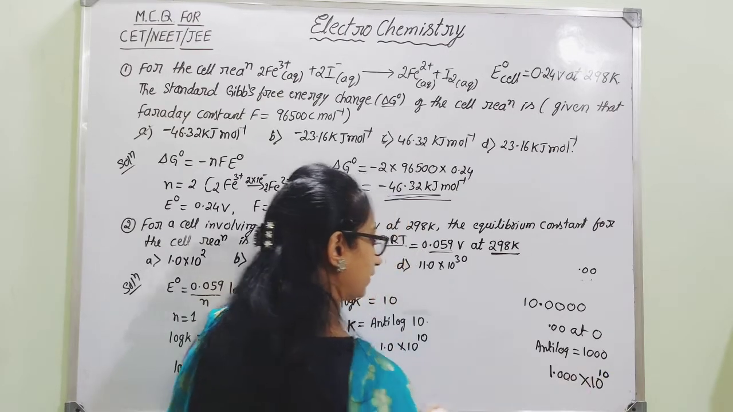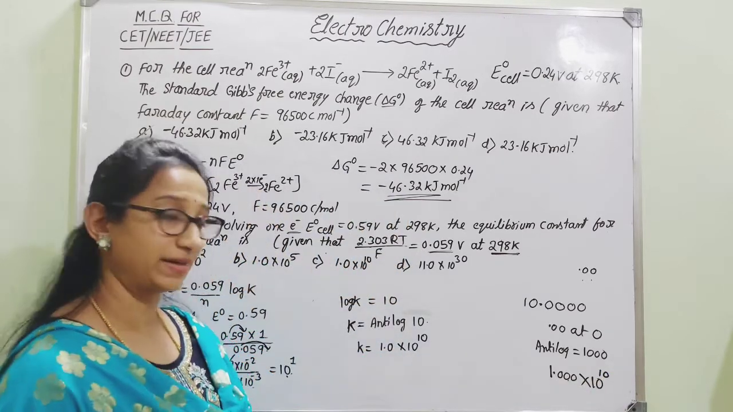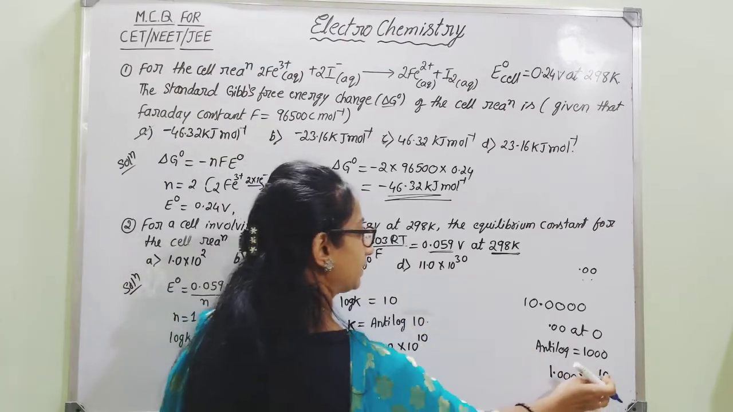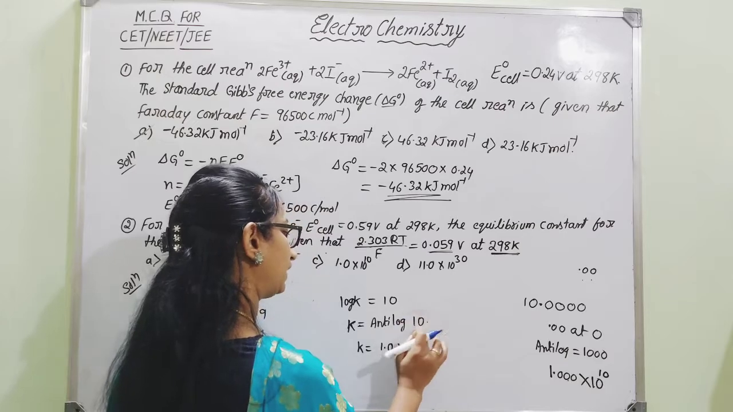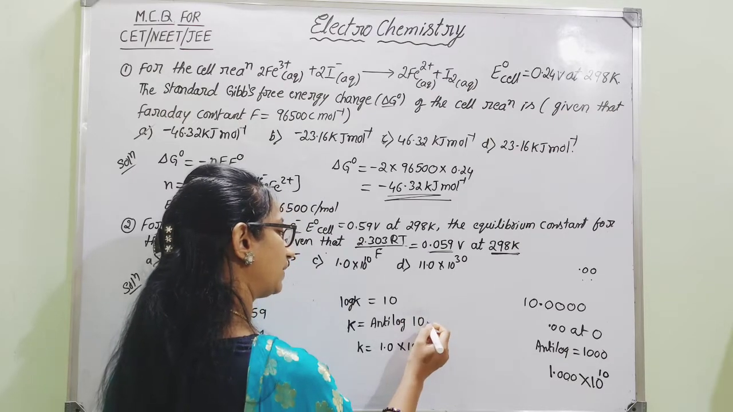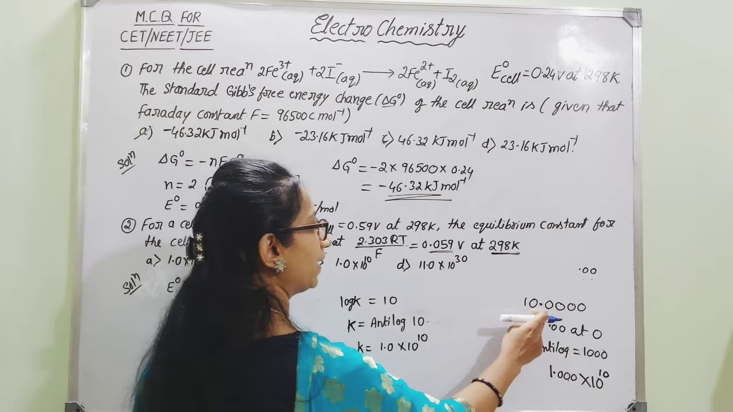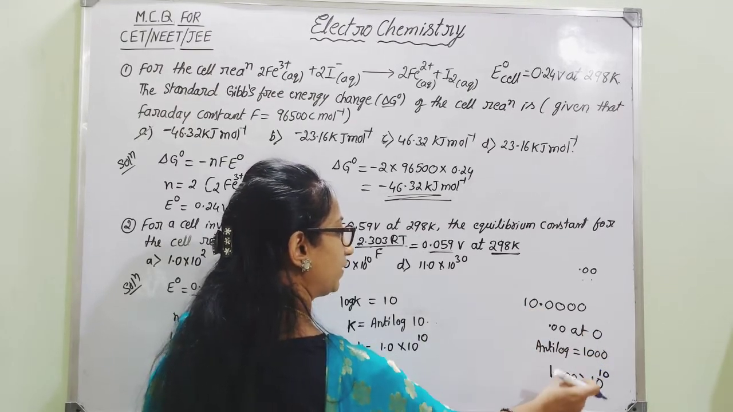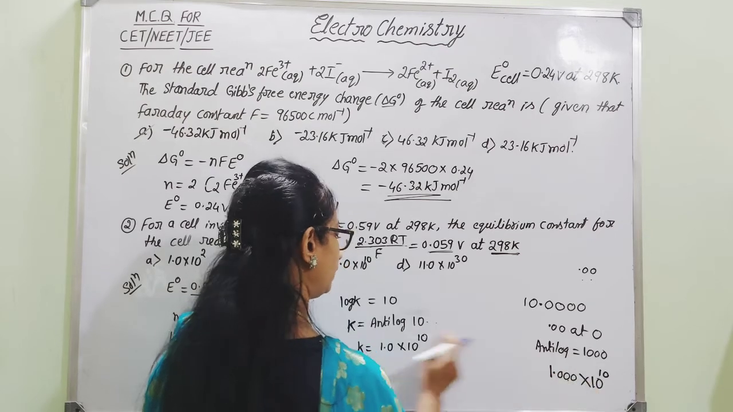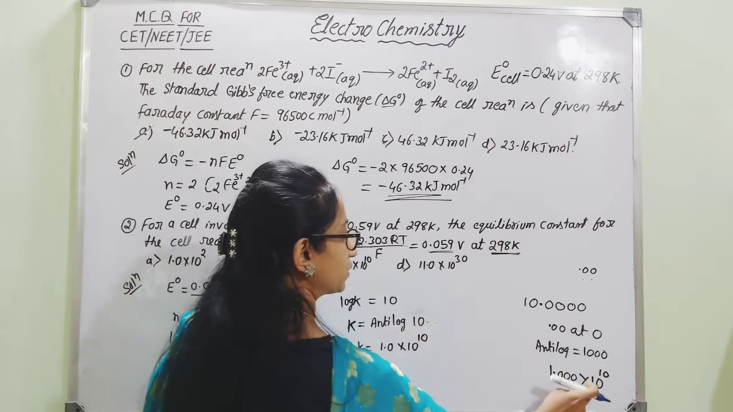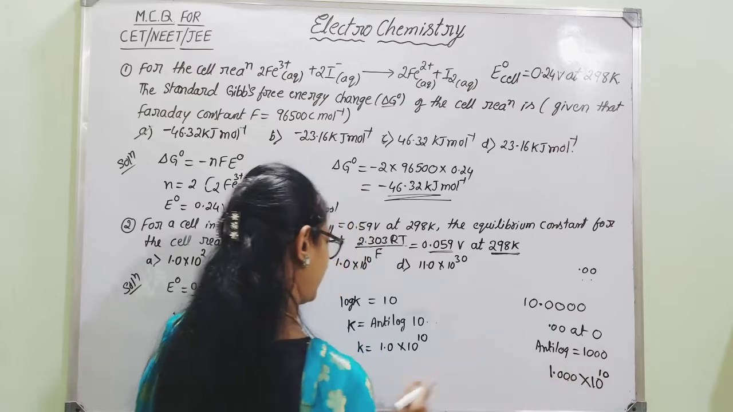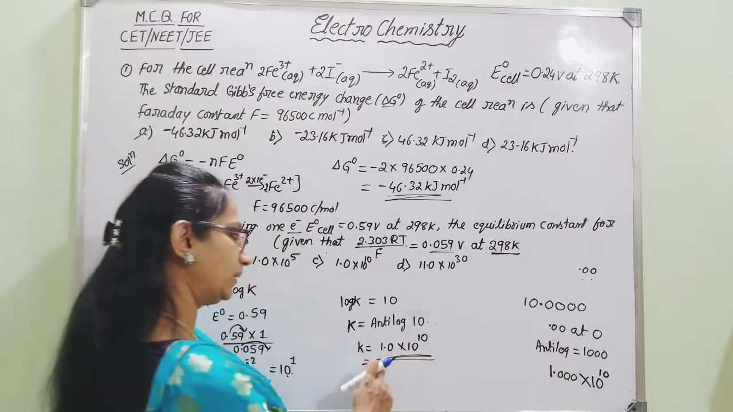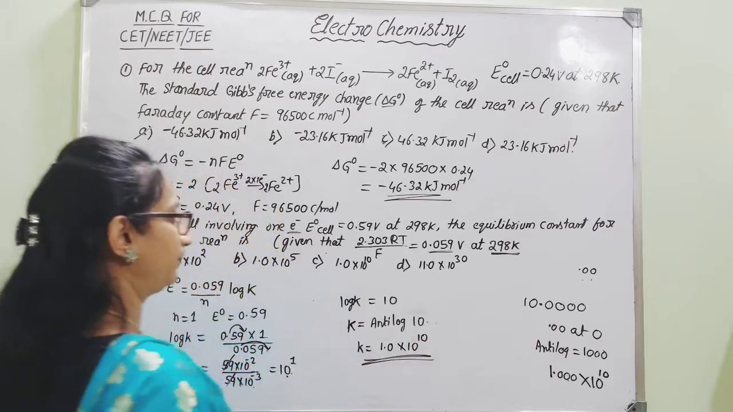10 power 10. Got it? Like that you have to write. If it is 20, it is 10 power 20. If it is 30, it is 10 power 30. Since he has mentioned anti-log 10, so 10 means 10.000, and 0.00 at 0 is 1000. So after 1 you write the point, and because of 10 numbers you have to shift, the power is 10 power 10. Therefore the final answer is K is equal to 1.0 into 10 power 10.